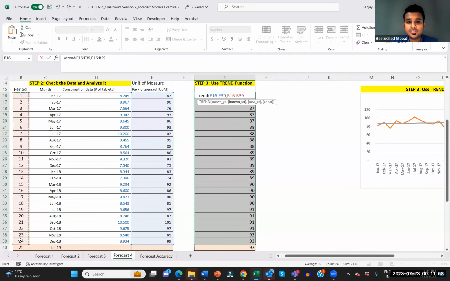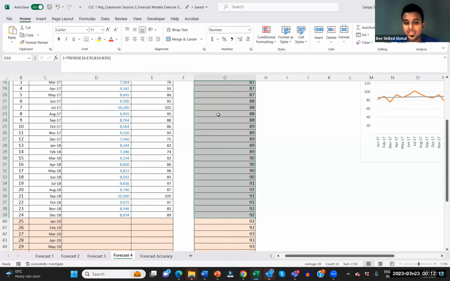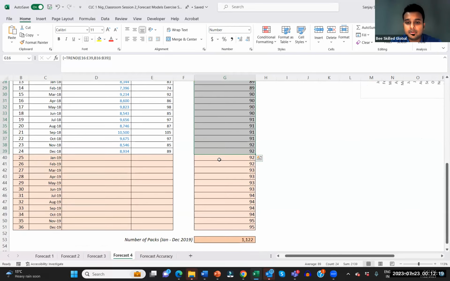Now here, instead of just closing the bracket and pressing enter, we need to press control, shift, and then enter. If we do that, the entire selection of 24 cells will get filled automatically because it's a trend line. Now to find the missing values, this is the forecast period here, the next 12 months.